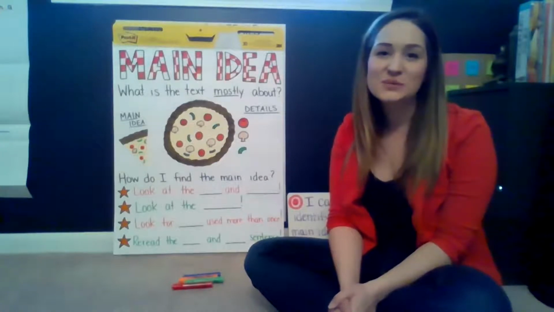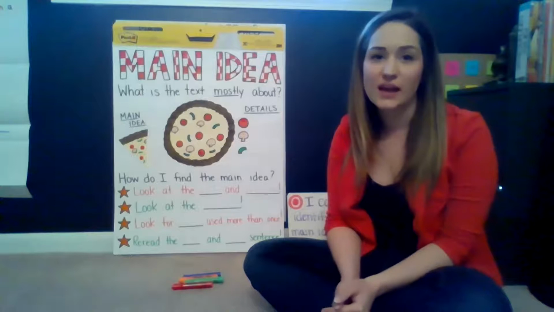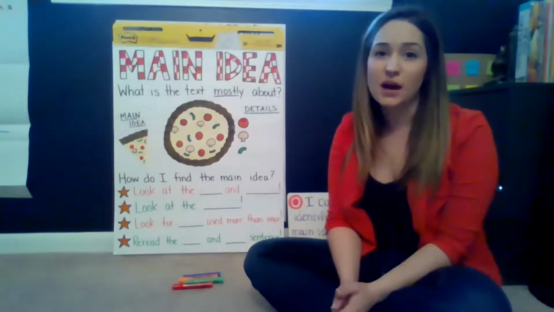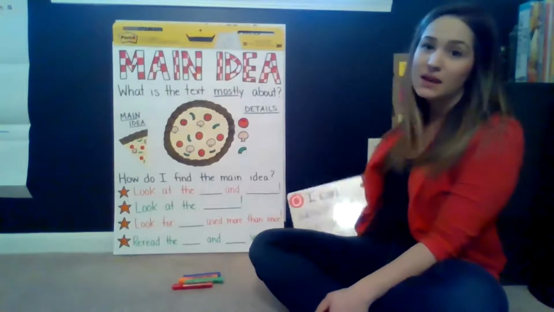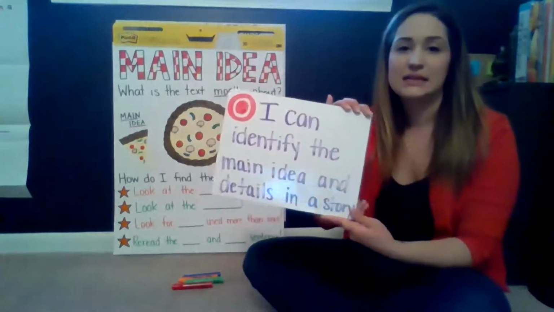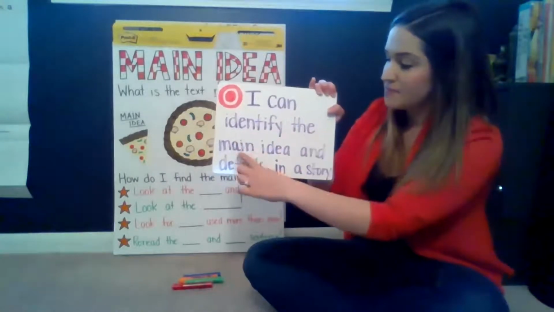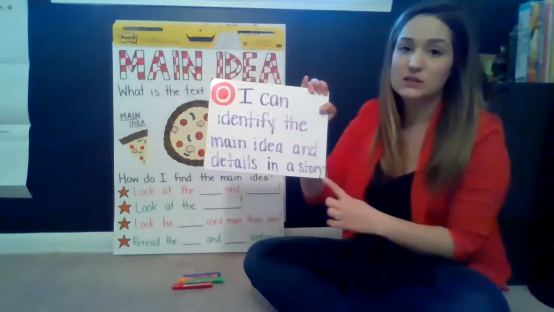So, we are going to be studying a new skill that can help us to better understand the books that we read together. So, today we're talking about main idea and details. And our target for our lesson is I can identify the main idea and details in a story.